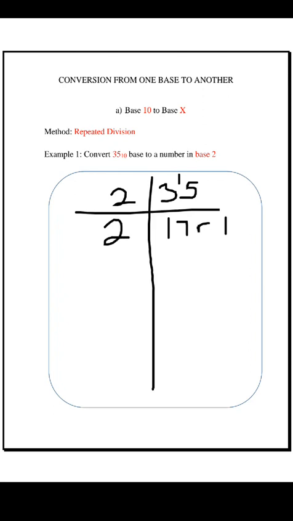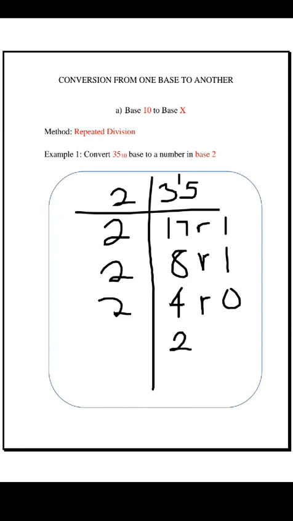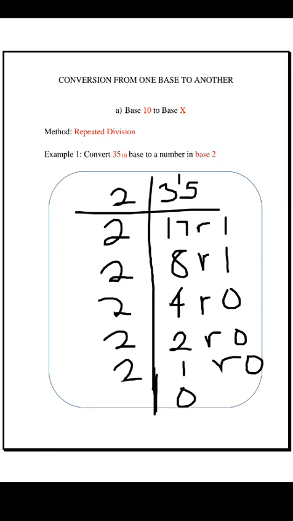How many 2s are you going to see in 17? That is 8. 2 times 8 is 16, remainder 1. How many 2s in 8? That is 4. 2 times 4 is 8, remainder 0. How many 2s in 4? That is 2, remainder 0. How many 2s in 2? That is 1, remainder 0. How many 2s in 1? It's not possible. So you have 0, remainder 1.